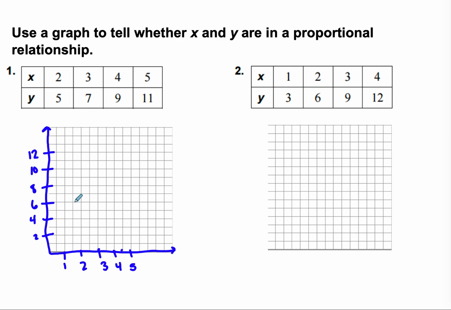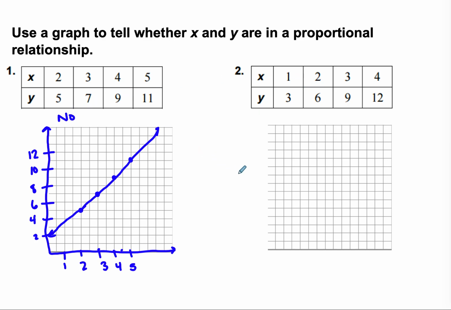All right, now I'm ready to plot my points. X is 2, Y is 5, that would be there. 3 and 7. 4 and 9. And 5 and 11. All right, then I extend my line through my graph space. And I look to see, is it proportional? And for this one, it's a no.